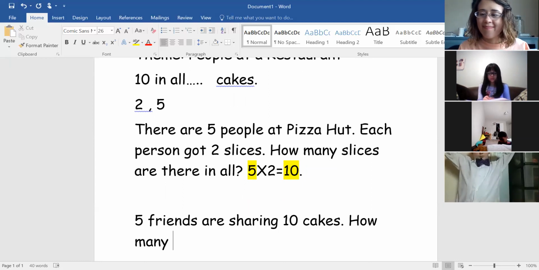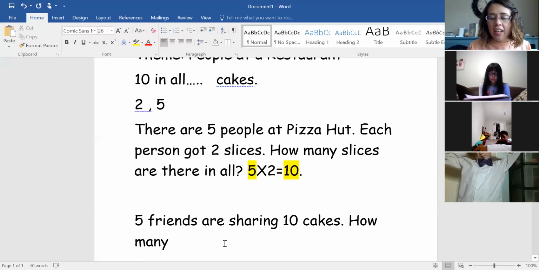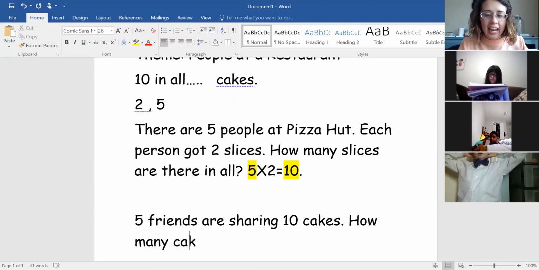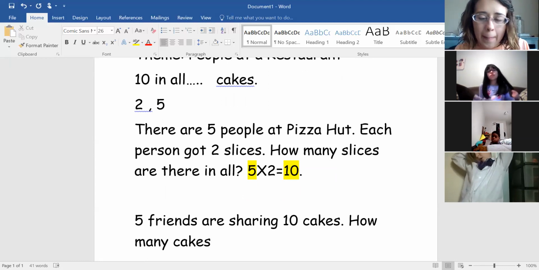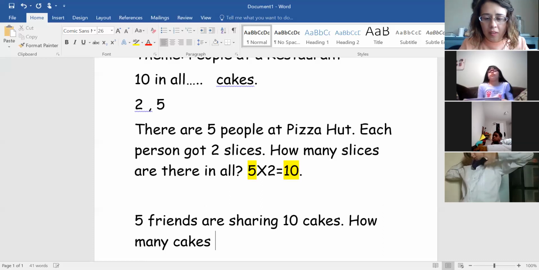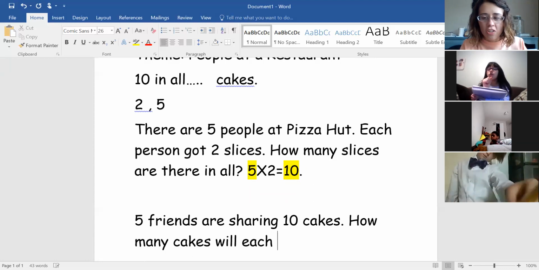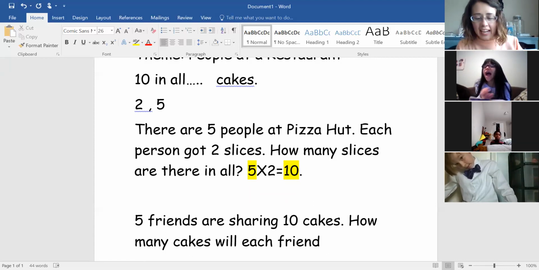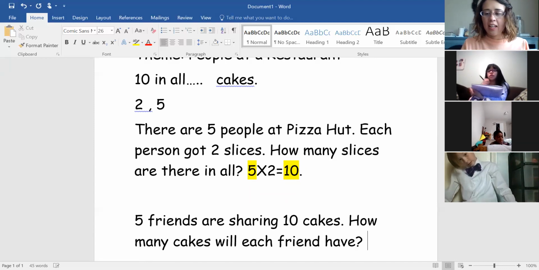Max, can you help us come up with a question? 5 friends are sharing 10 cakes. How many cakes will each friend have? Yeah, how many cakes will each friend have?